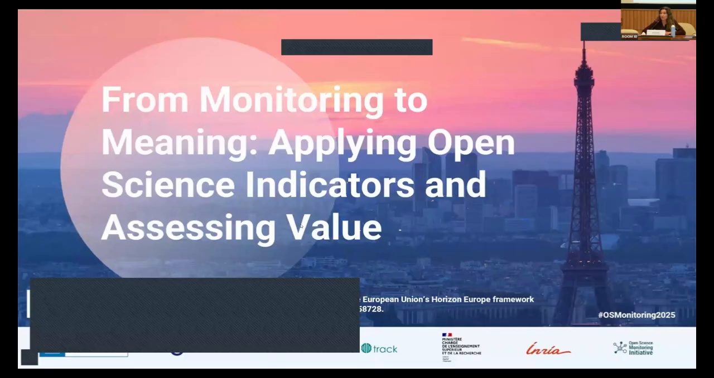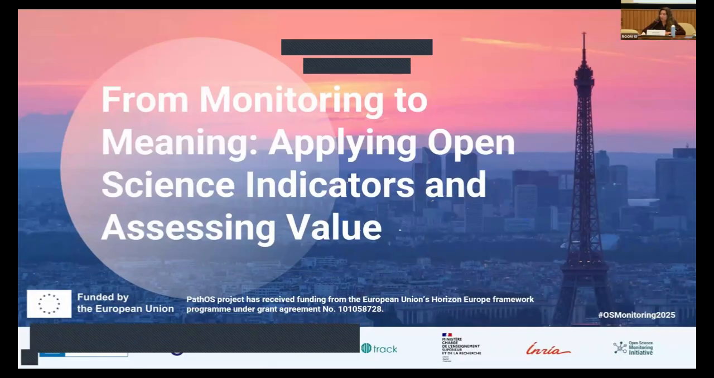So my name is Silvia Vignetti. I'm a senior researcher at CSIL. We have seen this morning, we have talked about the big picture, about the open science and its global significance. Now let's shift from the vision to application. We will explore in particular how to monitor impact and how to assess the value of open science practices.